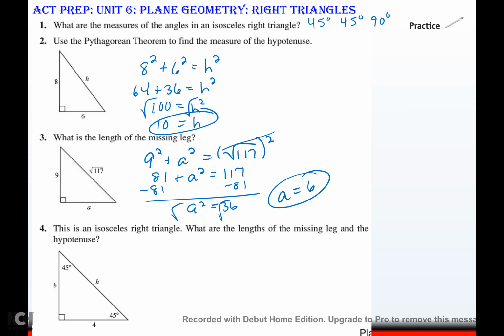Okay, this is an isosceles right triangle, which means the legs have to be equal. So that means B equals 4, because this leg is 4, that leg has to be 4. And in an isosceles right triangle, you have to say that the hypotenuse is the leg times the square root of 2. So my hypotenuse is going to be 4 square roots of 2. And my other leg was 4. Okay?